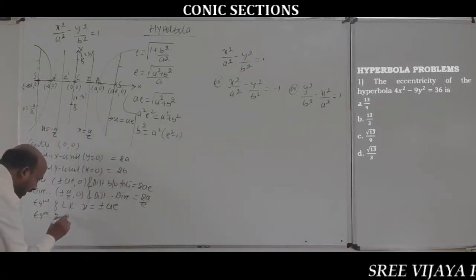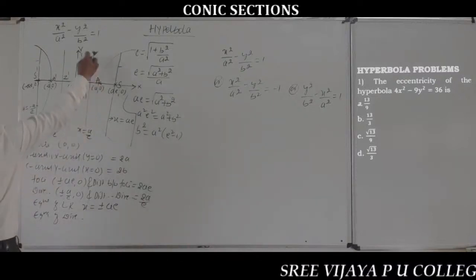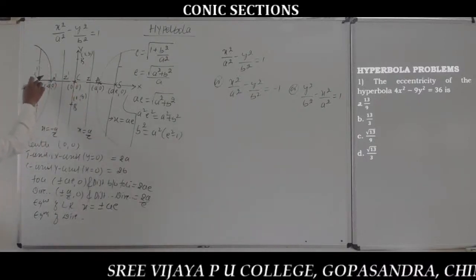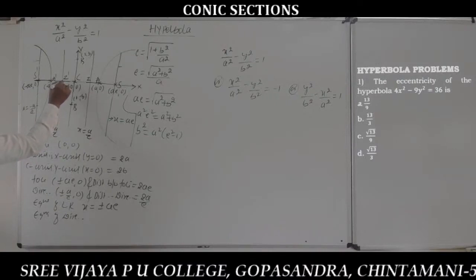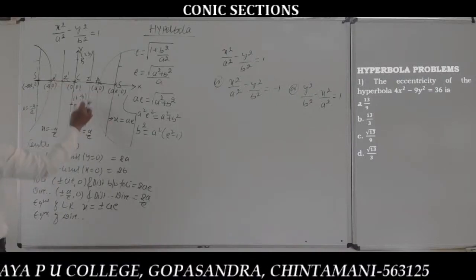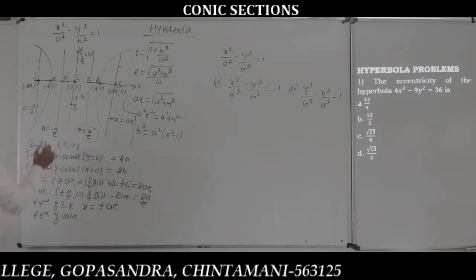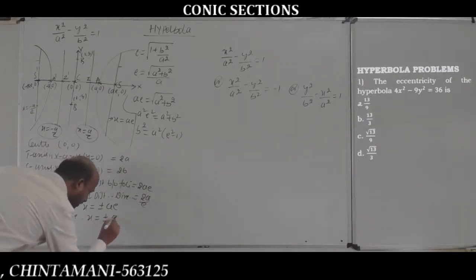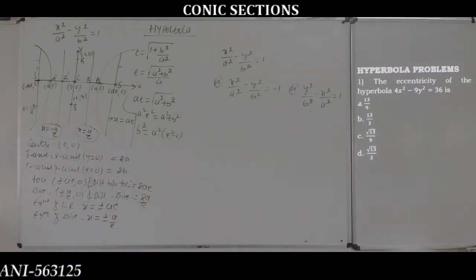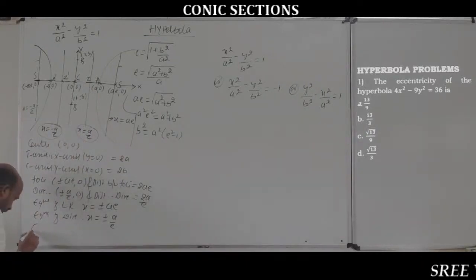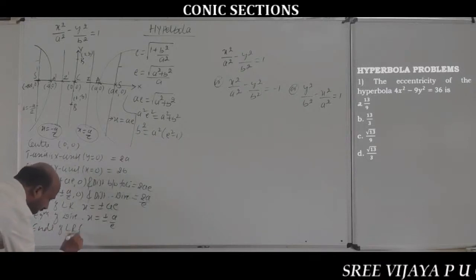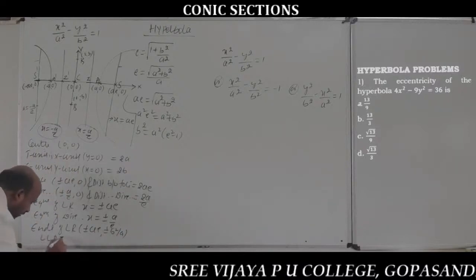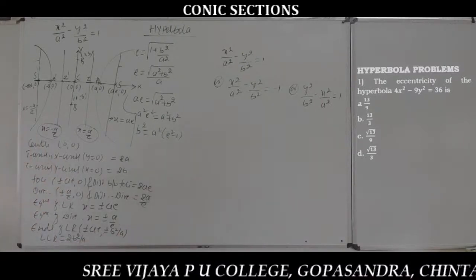Equations of directrices. Here, this is the directrix Z passing through the point a by e comma 0, and another directrix Z dash passing through the point minus a by e comma 0. So the equation of one directrix is x is equal to a by e, and the other is x is equal to minus a by e. Equations of directrices: x is equal to plus or minus a by e. Again, the ends of the latus rectum do not change: plus or minus ae comma plus or minus b square by a. The length of the latus rectum is the same, 2b square by a.